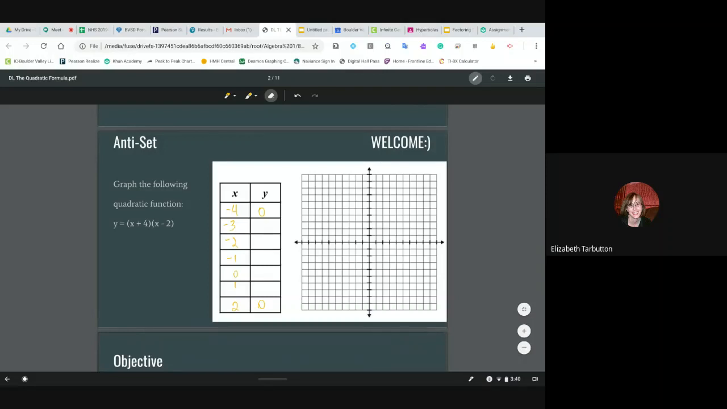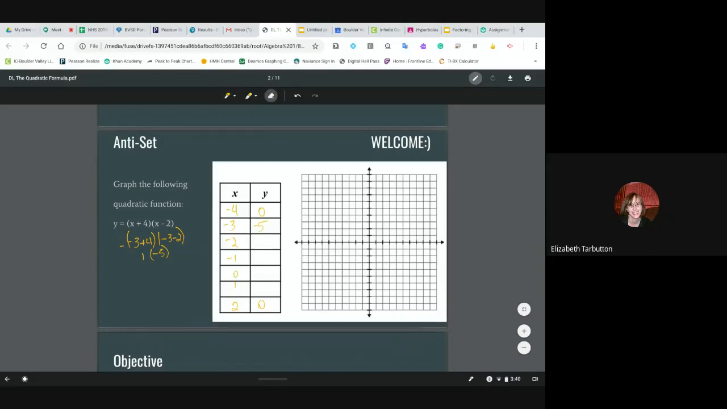So we can do y equals (-3 plus 4) times (-3 minus 2). That gives us 1 times -5. So we can put -5 right here.